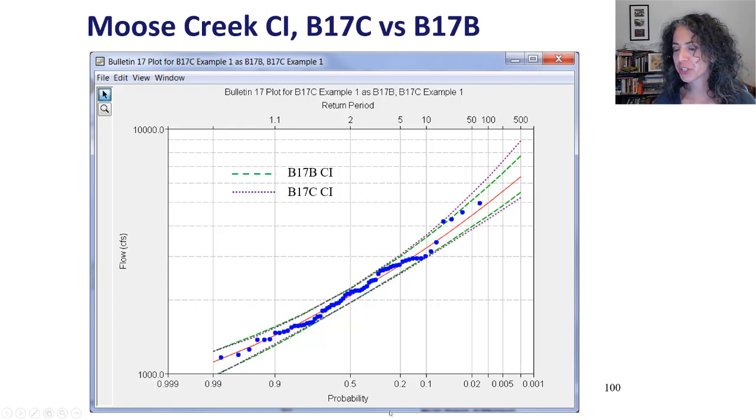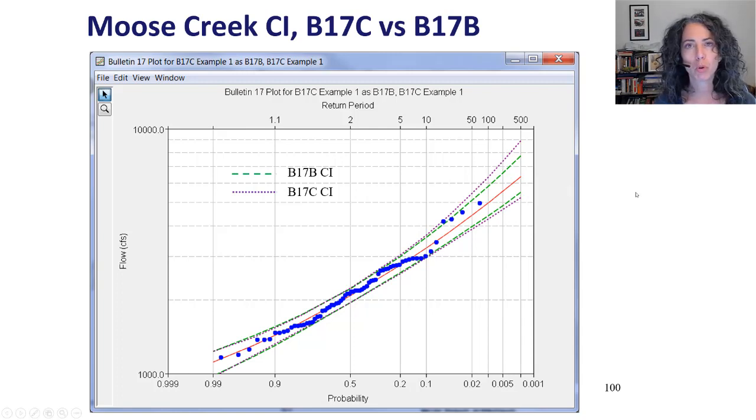So here's a data set with a slightly positive skew. Now this again is only point values, so we have no low outliers and no historical information. So the 17B and 17C computation is going to give us the exact same log Pearson 3 distribution shown in red. But the Bulletin 17B confidence intervals are in green, and we can see that the Bulletin 17C confidence intervals in purple are wider, right? And now this is a fairly minimal positive skew.